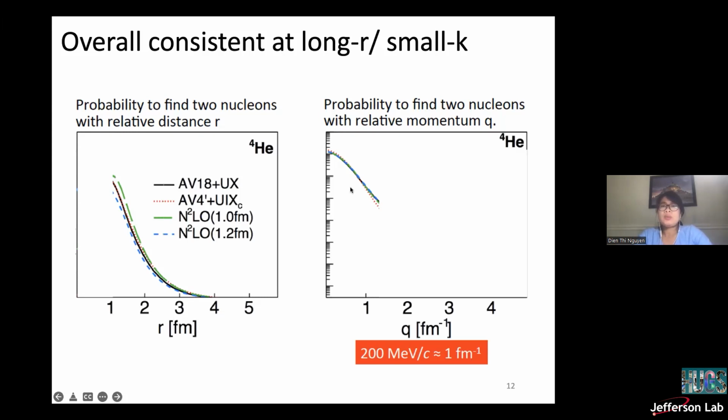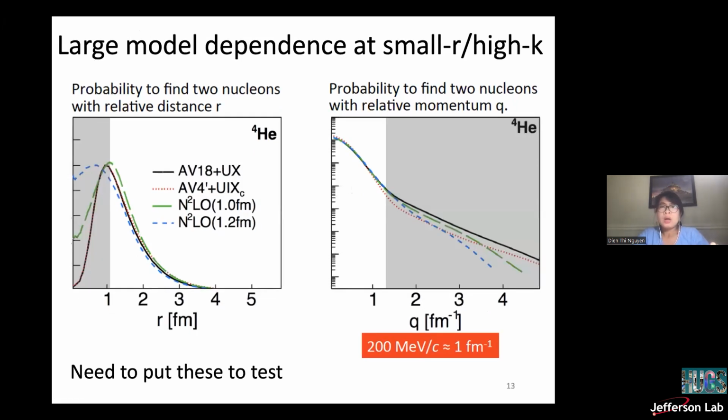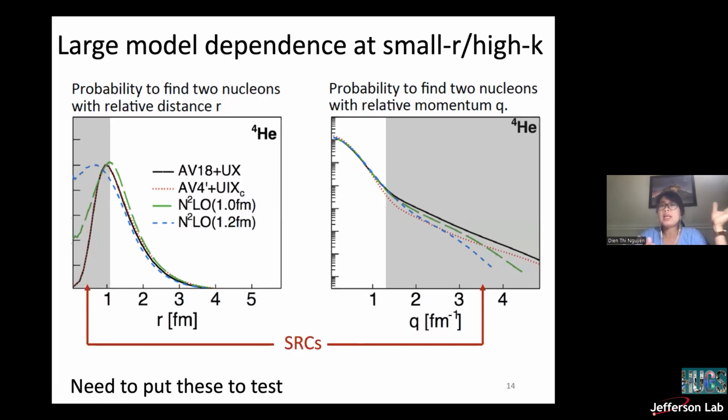Looking at this picture, we can see that all the calculations agree reasonably well with each other at low momentum, or at far distance. But when we look at high momentum, you can see that it is really diverse, with very big differences. This is at short distance and this is at high momentum. We have discussed that so far. This is the area where the SRC is dominant.